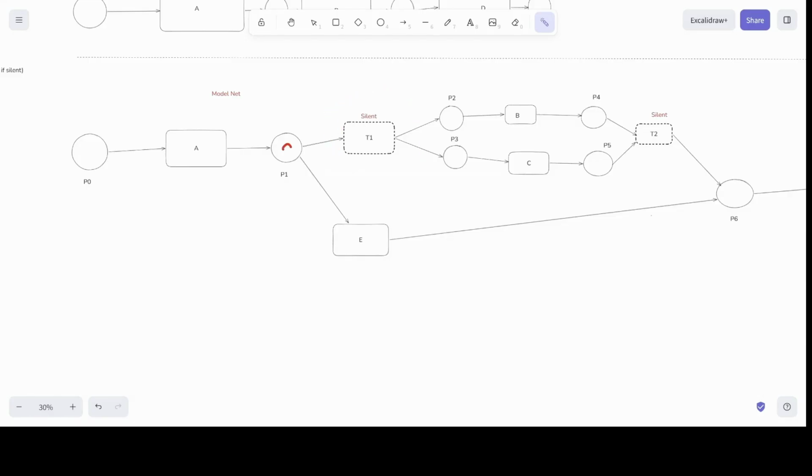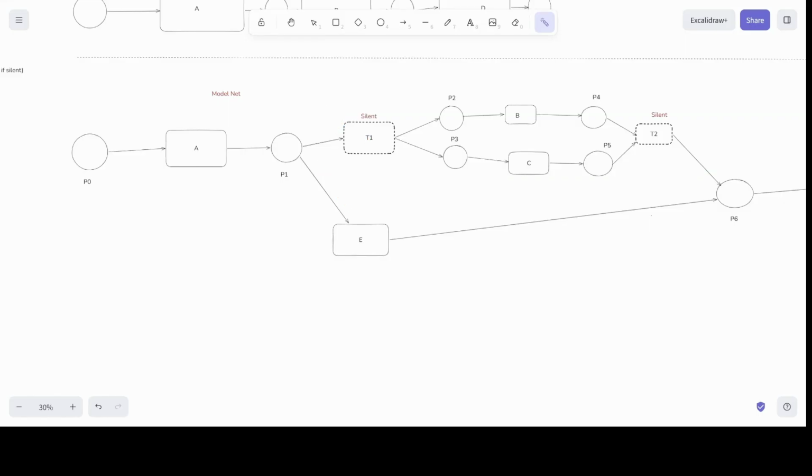And here we would start, of course, A would fire, we would have a token here. So either E would fire and then the token here would get consumed. So we lose the token here. We would have a token here, or here we have a token and T1 would fire and then we would have 2 tokens here. So that's how we explain the XOR relationship here. So either here or here. After that, let's say T1 fires.